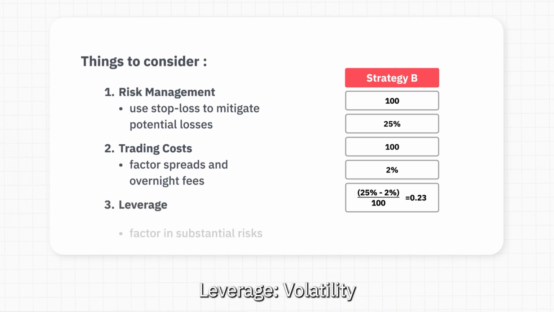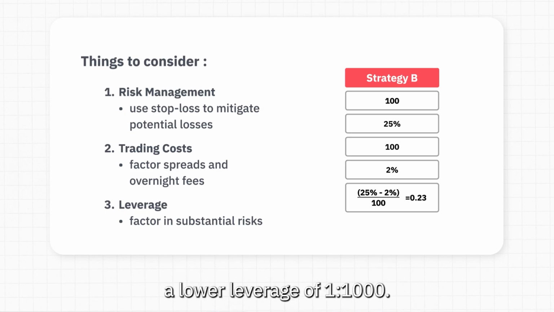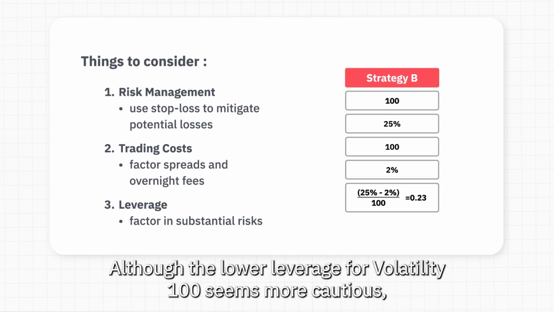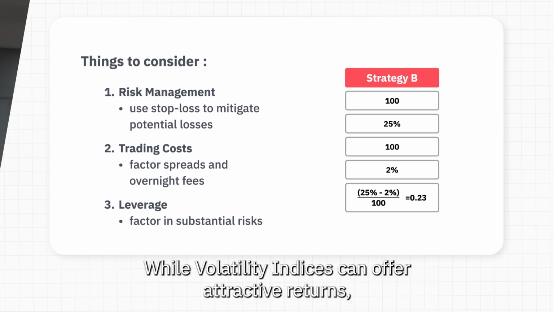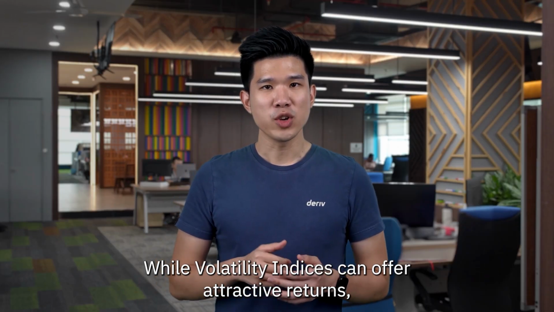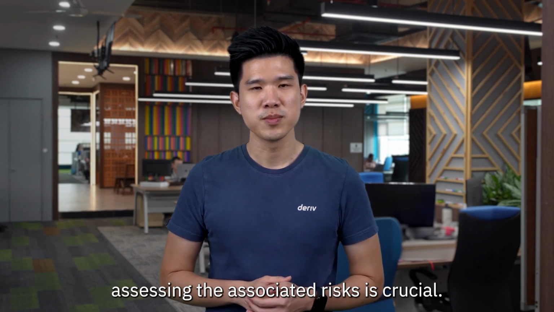Leverage. Volatility 10 uses a leverage of 1 to 5,000, while Volatility 100 uses a lower leverage of 1 to 1,000. Although the lower leverage for Volatility 100 seems more cautious, it still presents substantial risk due to its high volatility. While volatility indices can offer attractive returns, assessing the associated risk is crucial.